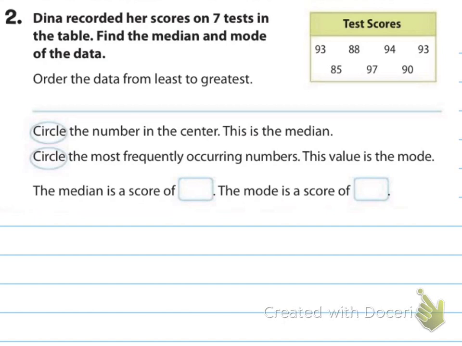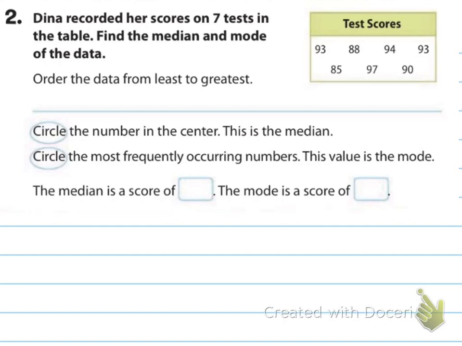All right, so Dina recorded her scores on 7 tests in the table. Find the median and the mode of the data. So she got a 93%, 88, 94, 93, 85, 97, and 90. And so we're going to order these from least to greatest, and then we're going to circle the number in the center. That's going to be the median, and we're going to circle the most frequently occurring number, and that's the mode. So go ahead and pause the video now and try and do this on your own.